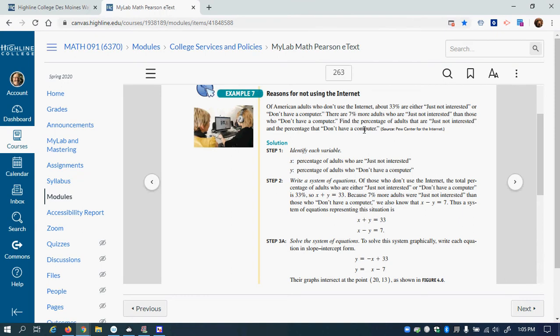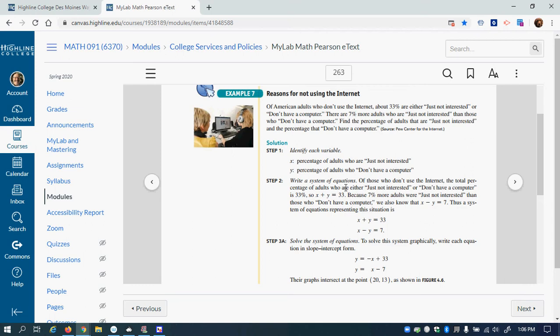And they want you to find the percentage of adults who are just not interested and the percentage that don't have a computer. So one of the things you need to do is make sure in your important list that you identify each variable. So they did that really nicely. They said X is going to be the percentage of those who just don't care, they're not interested. Y is the percentage of adults who don't have a computer.